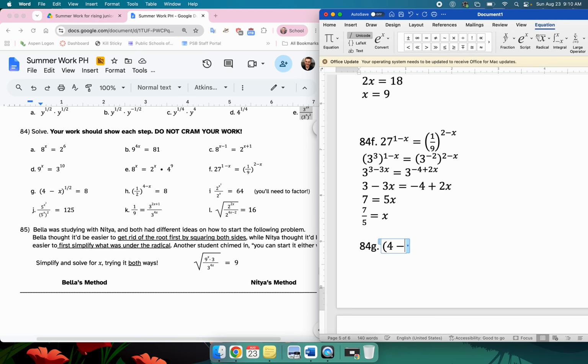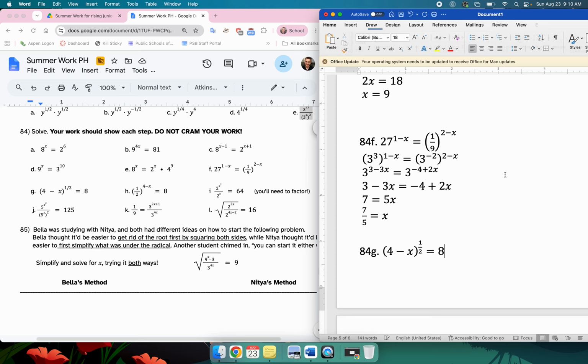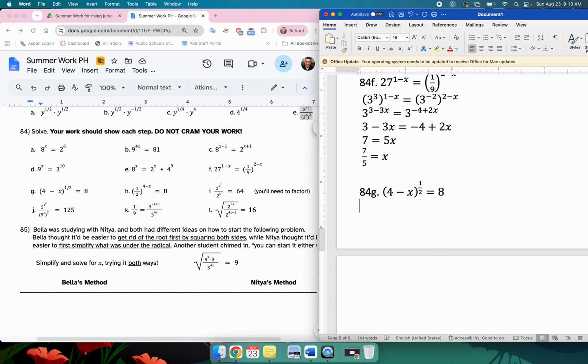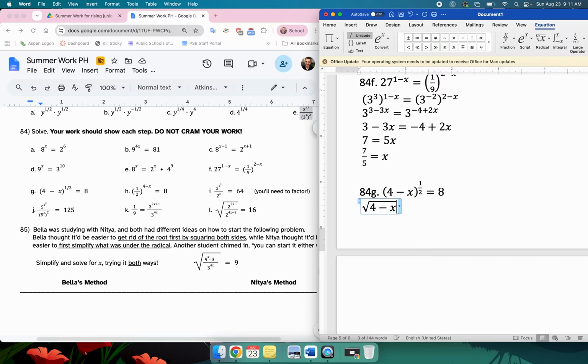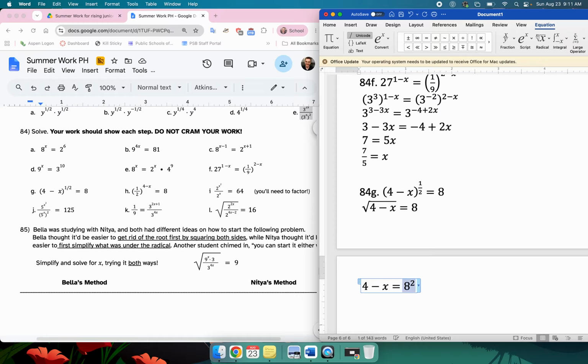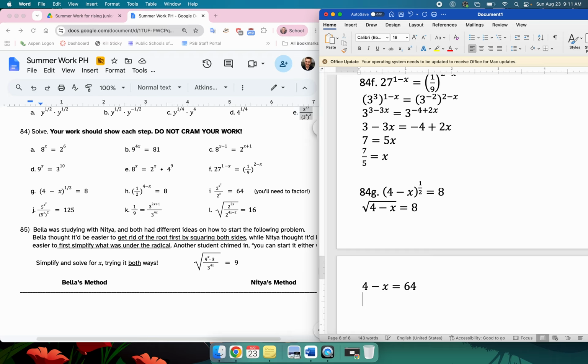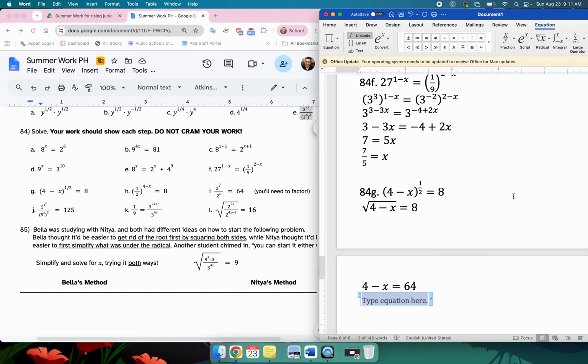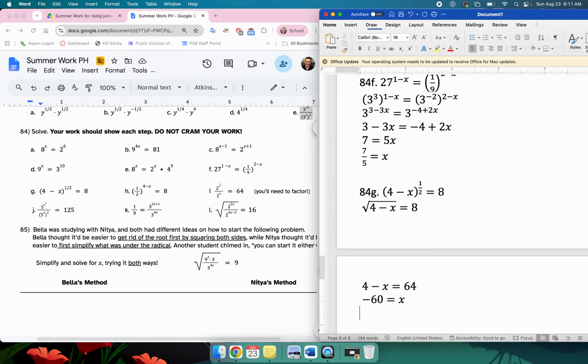84g, 4 minus x to the 1/2 is equal to 8. This is not an exponential equation at all. This is essentially just the square root of 4 minus x equals 8. You should square both sides to get 4 minus x is equal to 8 squared, in other words 64. So negative 60 is equal to x.